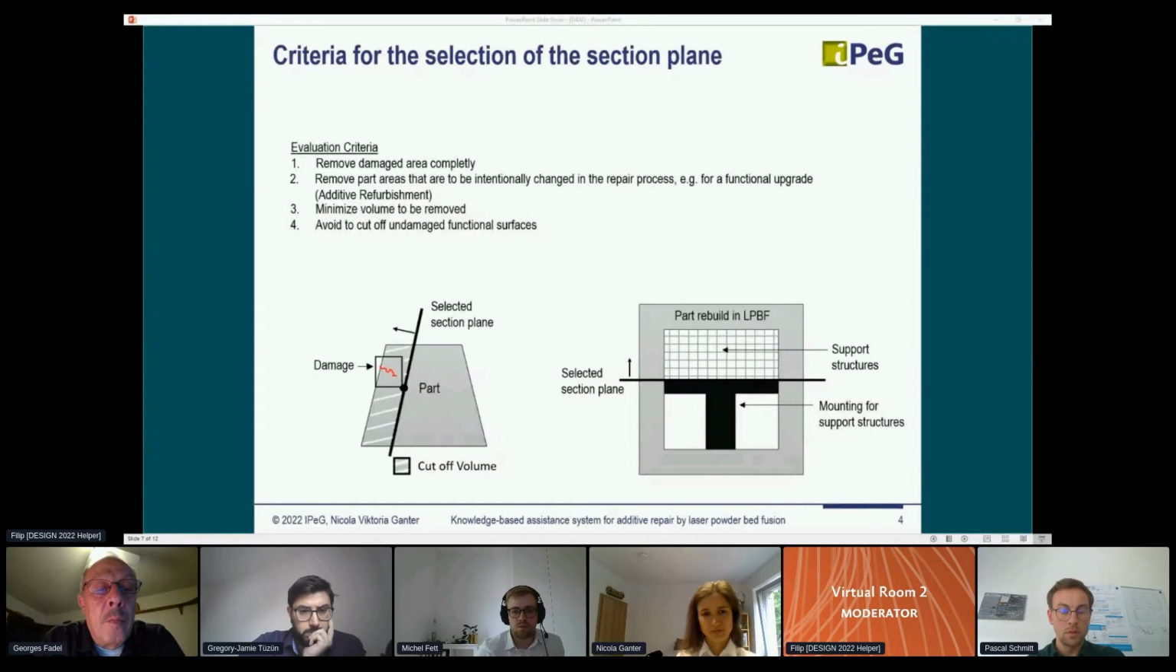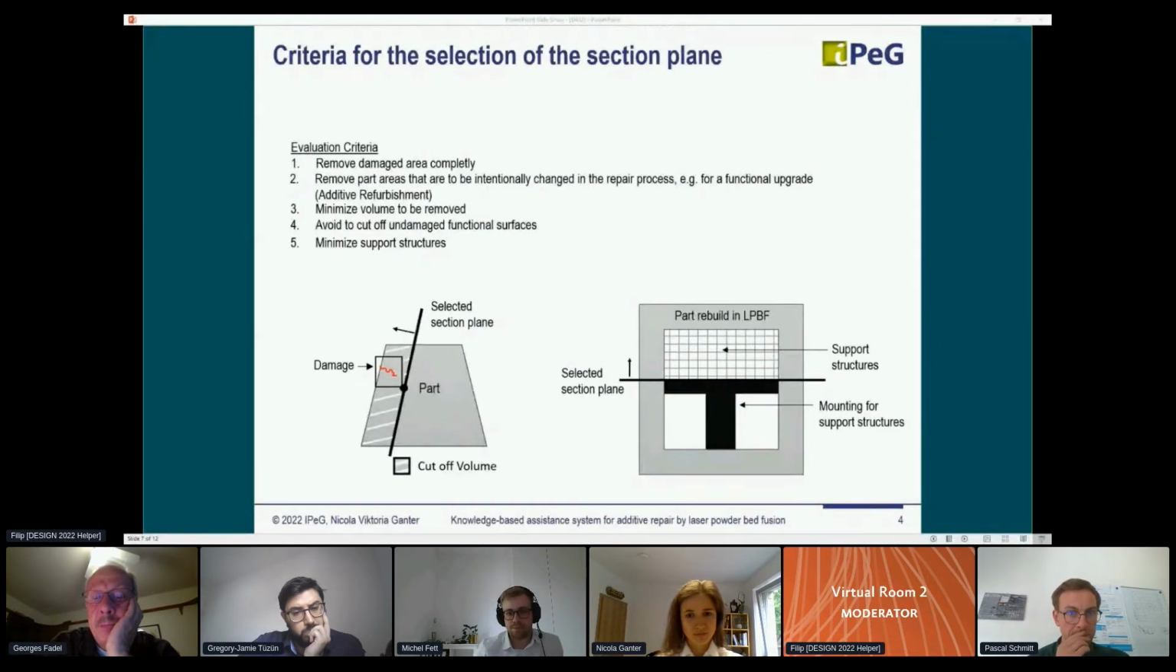Third, the minimum amount of undamaged material should be removed. In particular, it should be avoided that undamaged functional surfaces are cut off. Additionally, the plane should be chosen so that the necessary support structures in the LPBF process are minimal. Compared to an additive manufacturing process, support structures bring the additional disadvantage in additive repair that a special fixture is often required to provide a platform on which support structures can be built on.